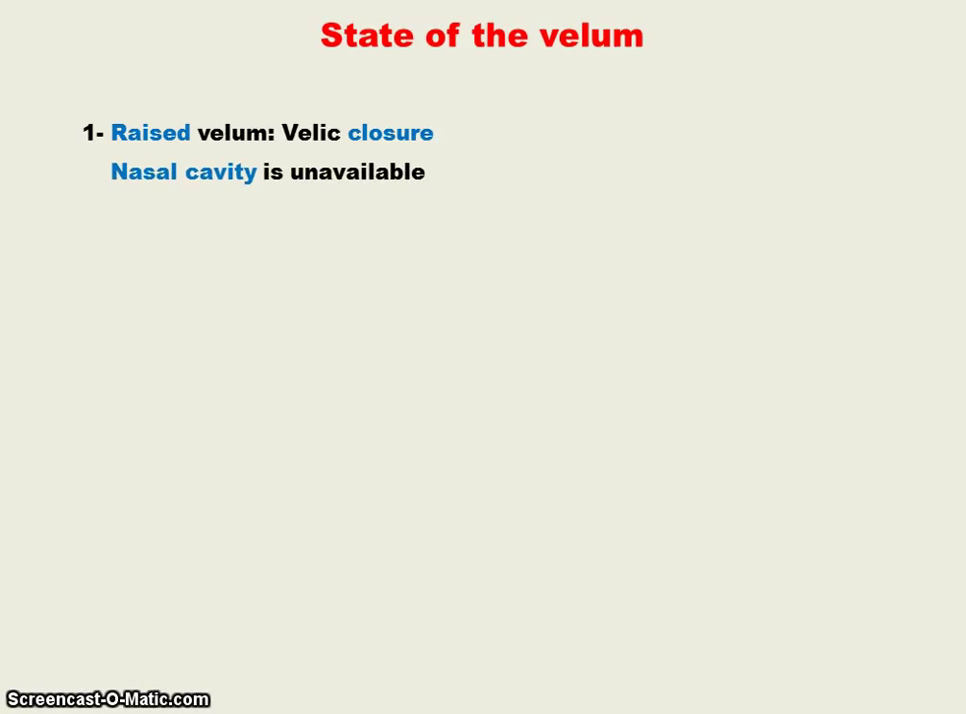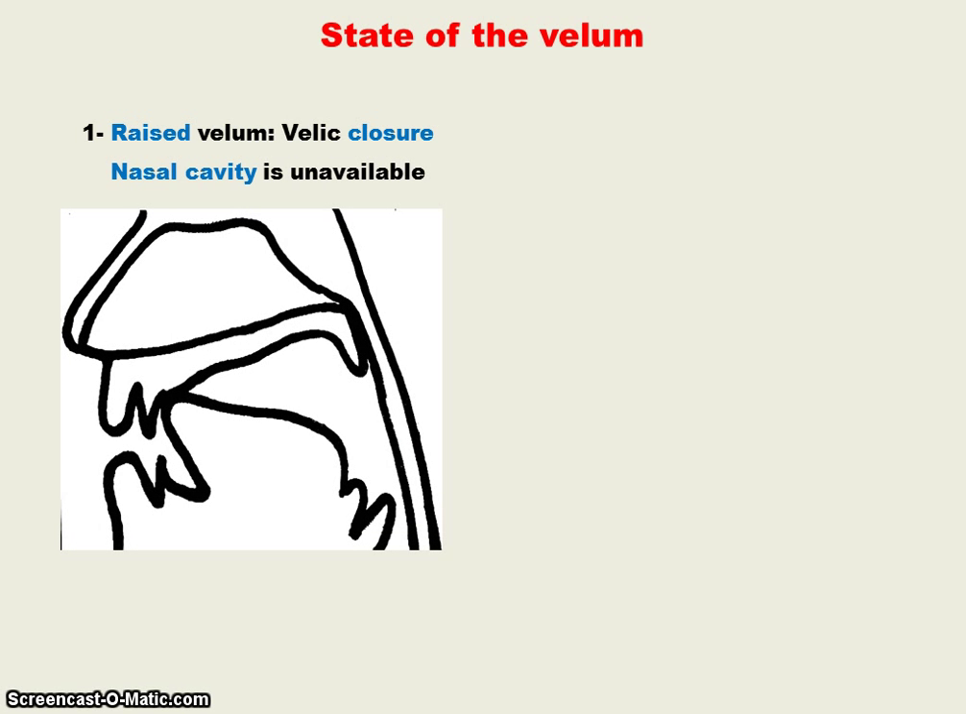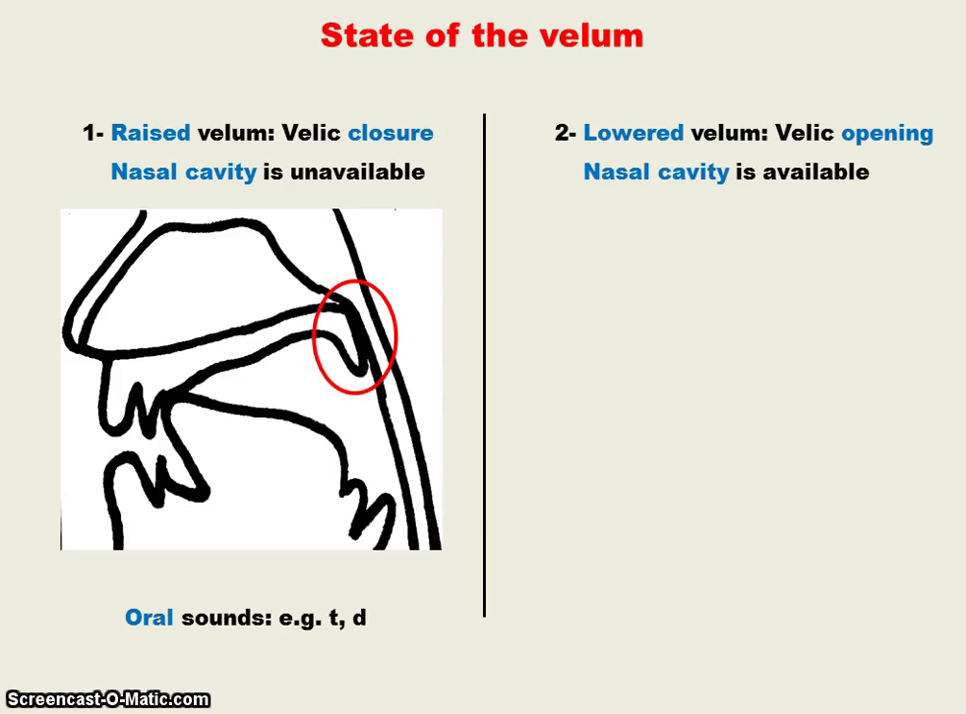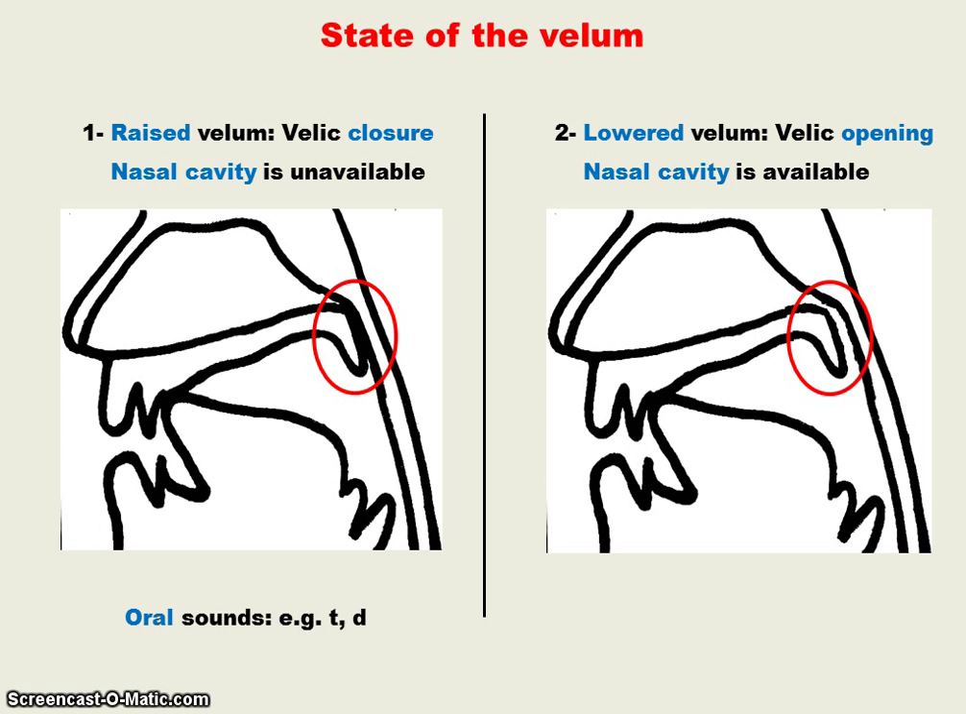Now we move on to the state of the velum. The velum can be raised. In this case, we say that there is a velic closure, and what happens in here is that the nasal cavity is unavailable. Here's a representation. The sounds that we articulate this way are called oral sounds, for example, t and d. The second configuration of the velum is when the velum is lowered, and we talk in this case about a velic opening. The nasal cavity in this case is available. Here we go with a representation, and then the nasal sounds are articulated in this type of configuration.